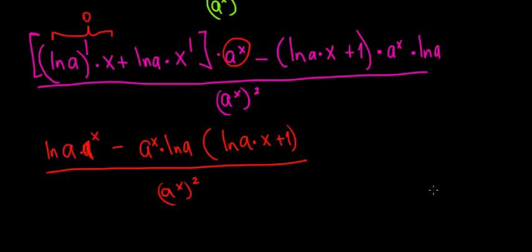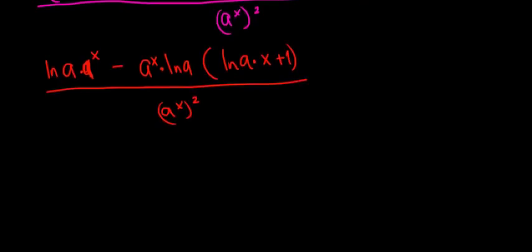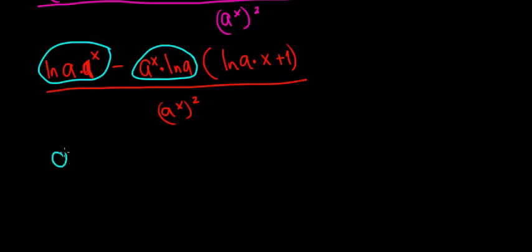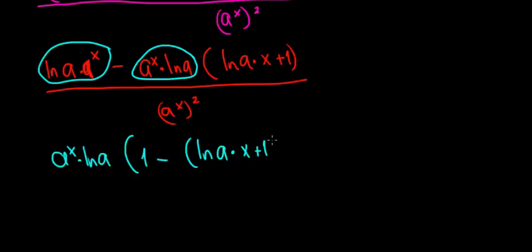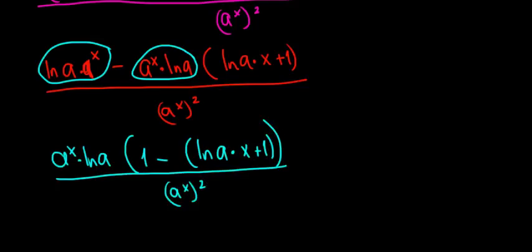Okay, let's keep going. What do we have here as a common factor? Because we can see ln of a times a to the power of x, and here we can also see ln of a times a to the power of x. So if we take it as a common factor, we would have a to the power of x times ln of a, and in brackets we're left with 1 from the first term minus ln of a times x plus 1. So let's keep this in this bracket, ln of a times x plus 1, divided by a to the power of x squared. Alright, now let's open the bracket here.